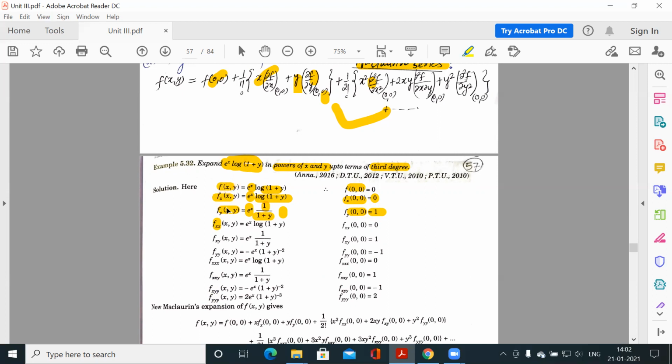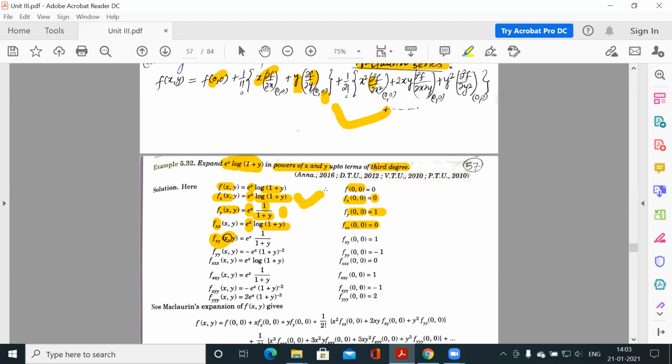So fx is already there. If we differentiate this with respect to x one time more, then we'll get fxx, it is del 2f over del x square. So again, e to the power x log 1 plus y, because there is no difference. Differentiation of e to the power x into log 1 plus y with respect to x is e to the power x log 1 plus y. Clear? So again, the value is 0.